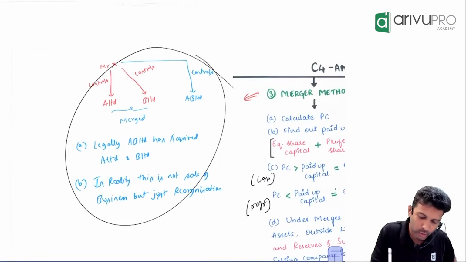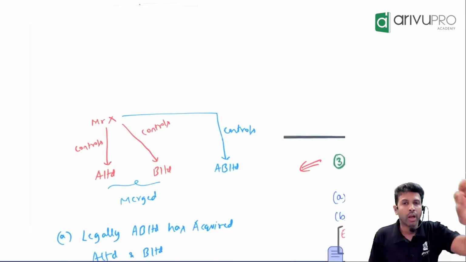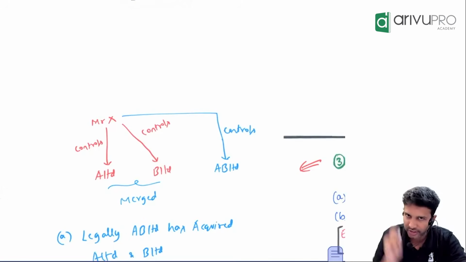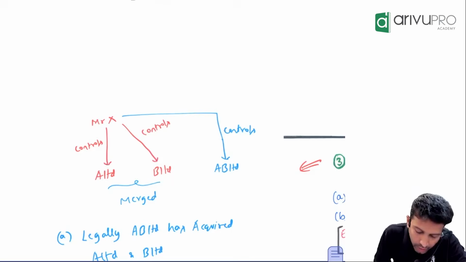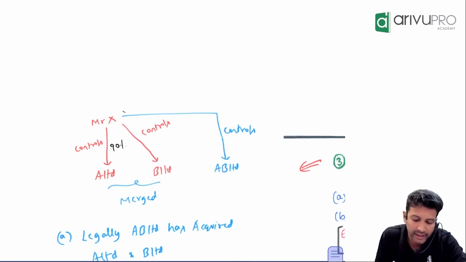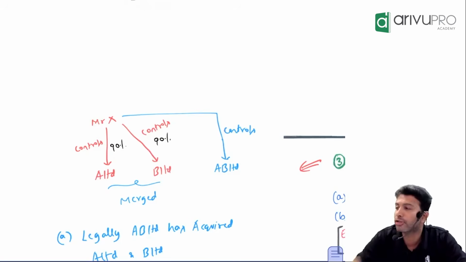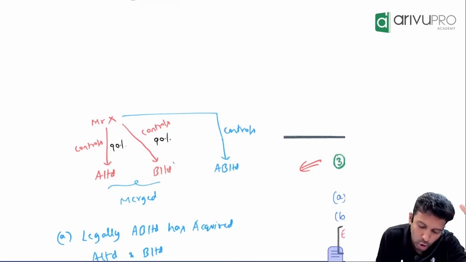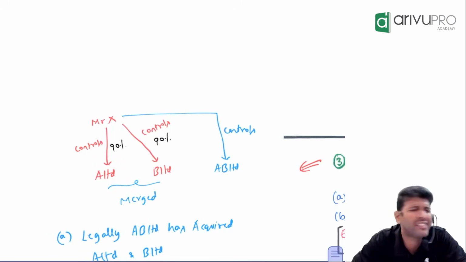Okay, no problem. Let's look at this small example to give you a little better clarity on the merger method. Sir, there is this one guy, Mr. X. He is controlling A Limited and B Limited also. Let's say 90% of A Limited's shares are held by X. Similarly, 90% of B Limited's shares are also held by X only. That means X is controlling two legal entities, A Limited and B Limited.